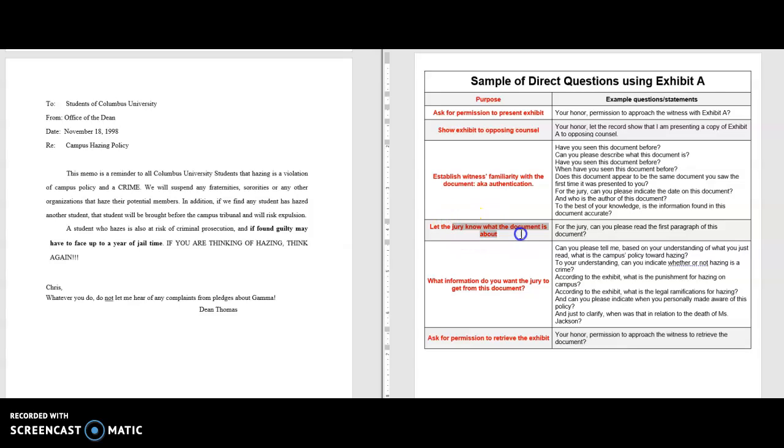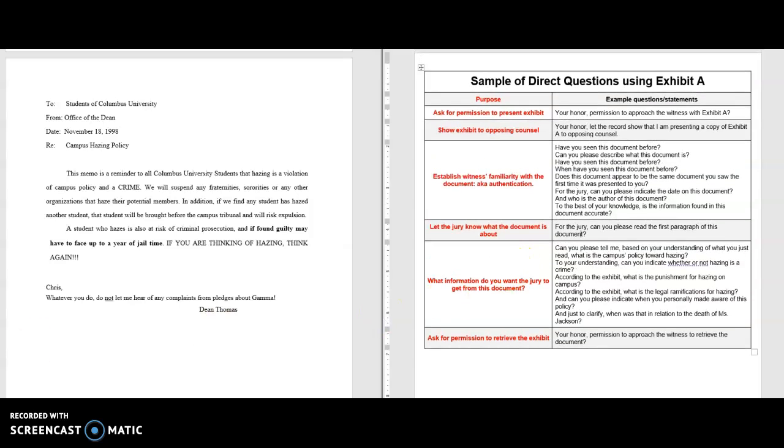Afterwards, you need to let the jury know what's in the document itself. They have not seen it whatsoever. They have no idea what's on it, except for whatever information you present through your line of questioning. So the jury needs to know what's there.